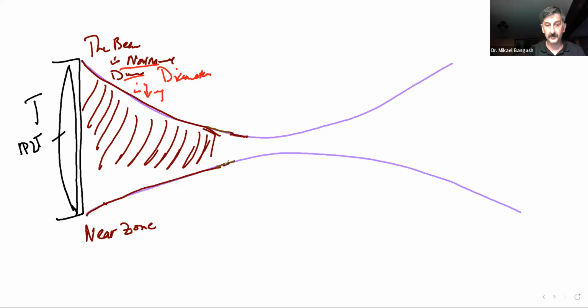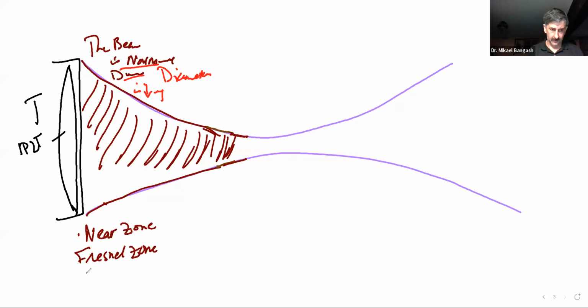So what happens in the near zone? That is where the beam is narrowing down. Now this near zone also goes under another name. It can be called the Fresnel zone. Now what did I say the other day? That something may be known by more than one name. So for you girls, remember that the near zone is also called the Fresnel zone.